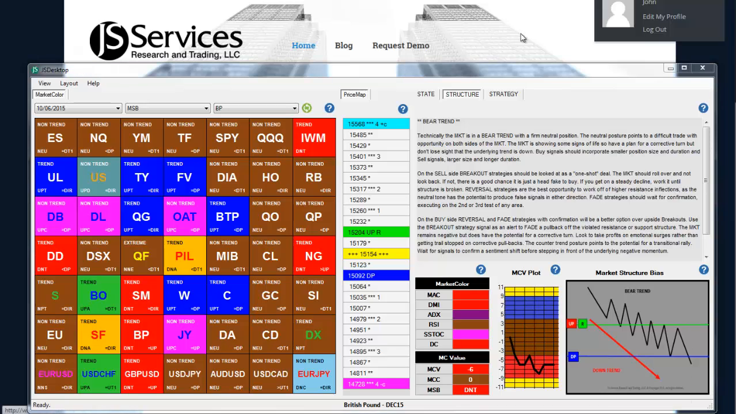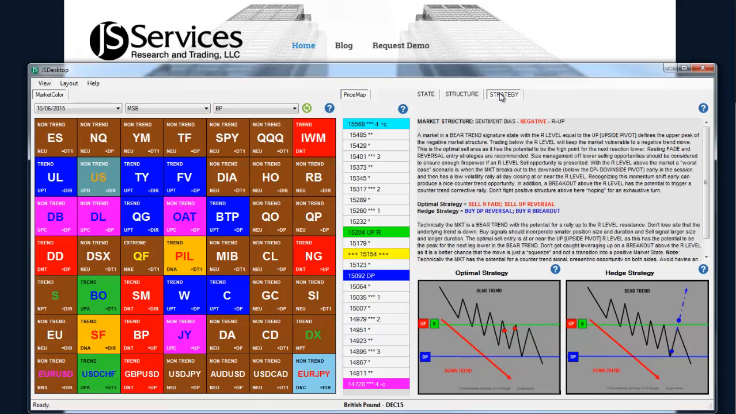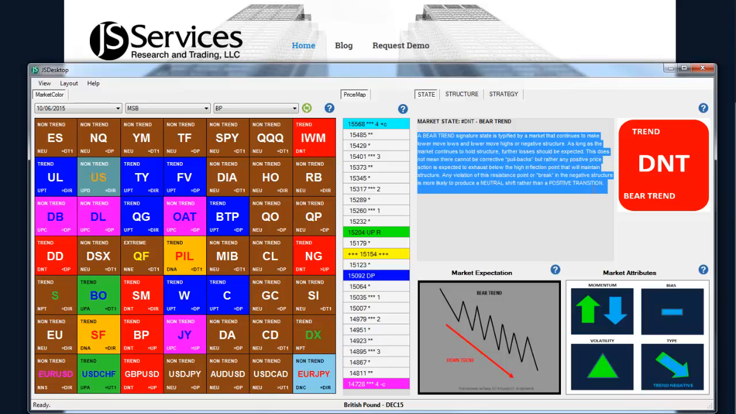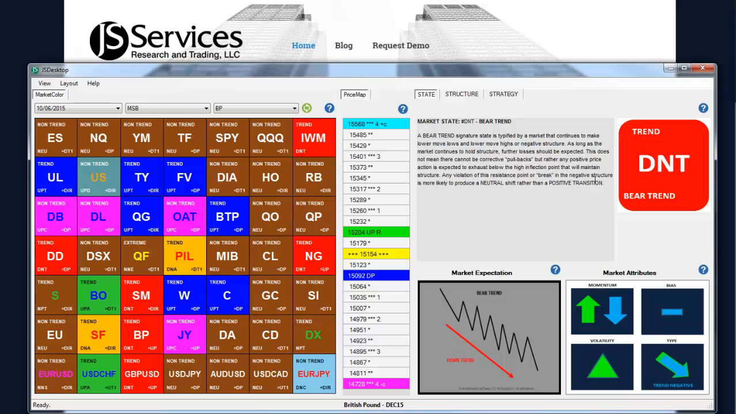This brings us to the playbook section of the desktop application. And the playbook really consists of all 3 components: state, structure, and strategy. And this is where we get more granular, more detail, really understanding what that condition is. Again, we're painting a picture. What's the base code? That's the market state. What's it mean to be in that state? What are the expectations? What are the tells that the market is breaking structure and it will not perform to that expectation? Really owning and understanding that market state.